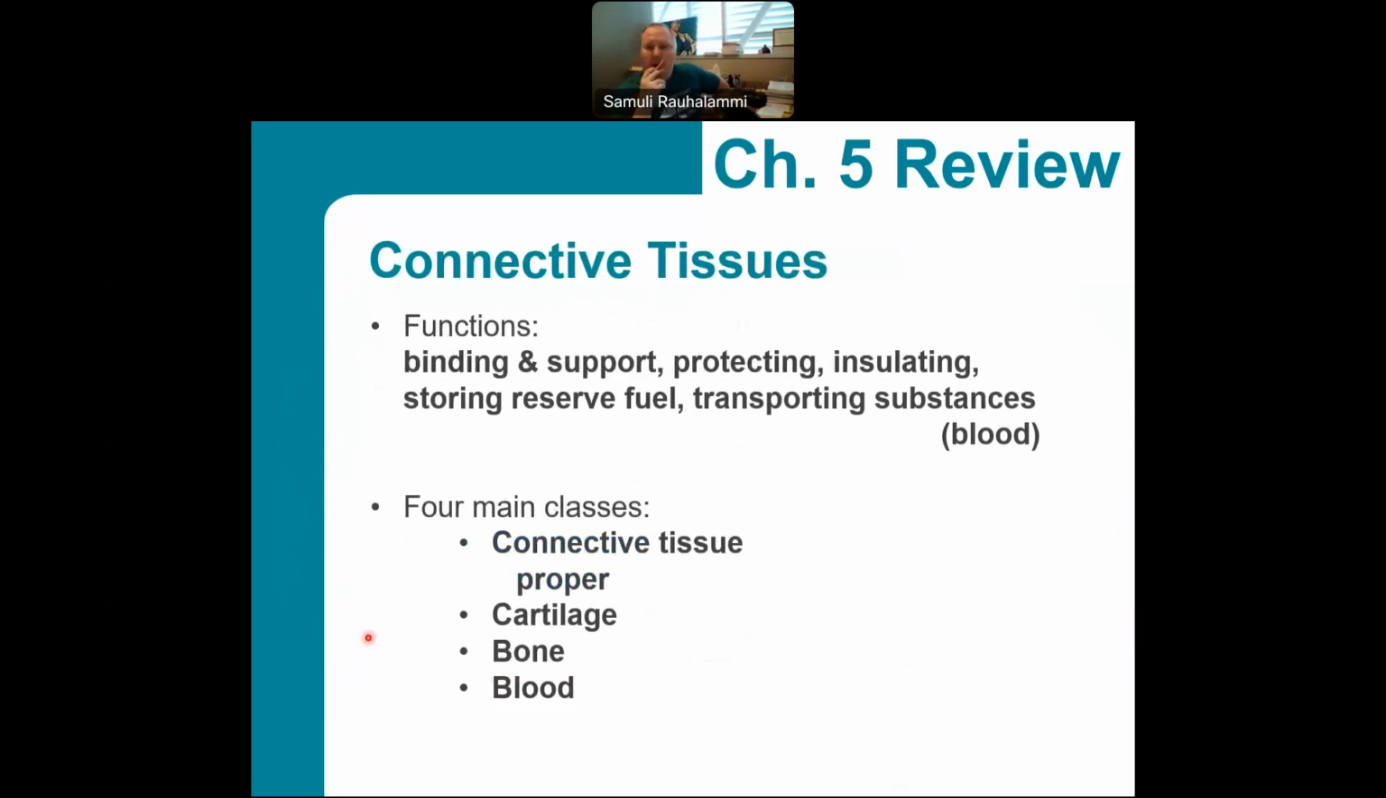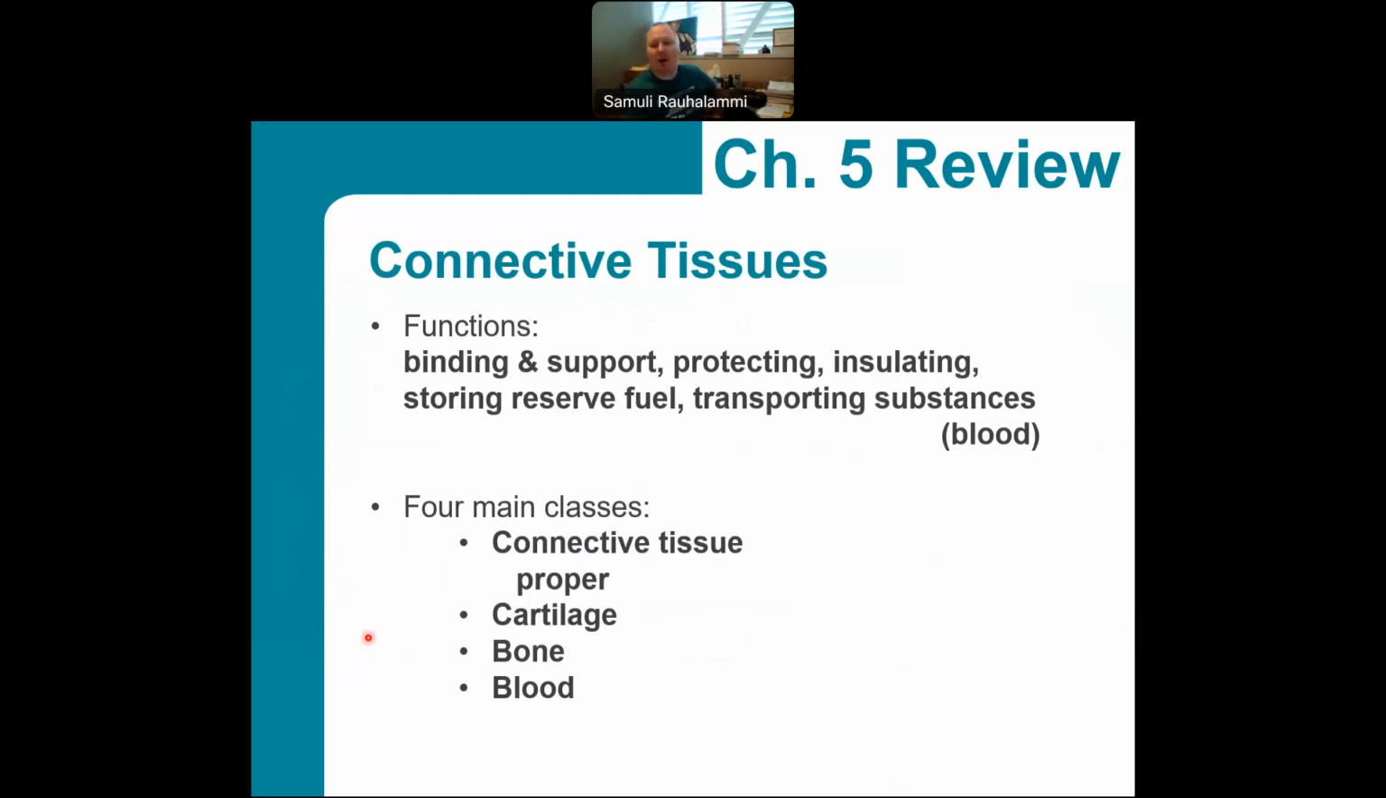Let's move on from the epithelial tissues to talk about connective tissues. Connective tissues perform a huge range of functions. Like I said, my rule of thumb would be to think of them as connecting structures in the body, connecting parts within the body. So they can serve purposes in binding and supporting body parts, protecting, insulating, and storing reserve materials like fuel or calcium in the bones. And they also play a role in transporting substances, and that's where blood was a good example of a special type of connective tissue.